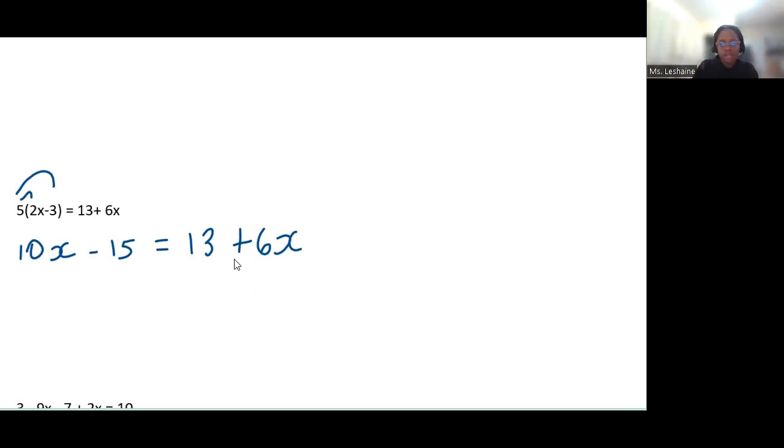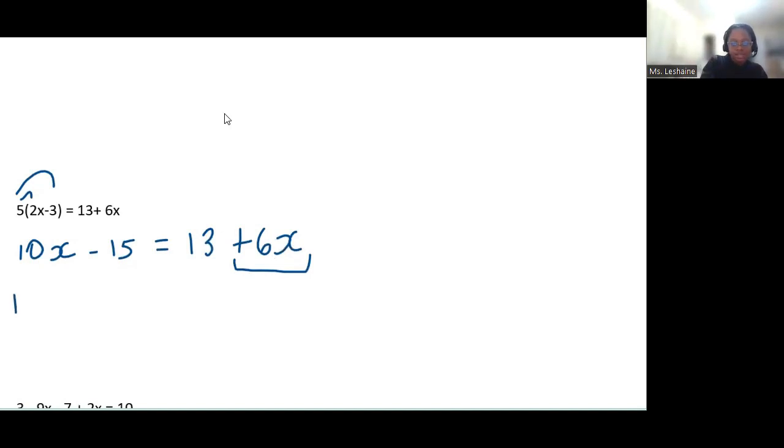So if I have a 6x right here and I want to get rid of it, I can minus it from both sides. So since I have a positive 6x, to get rid of it, I minus it from both sides. Now, if I had a negative 6x, I'd have to add 6x to both sides, all right? So I'll now go ahead and subtract 6x from both sides.